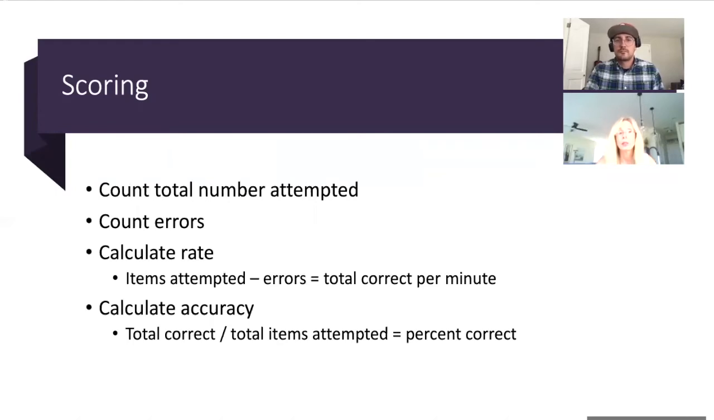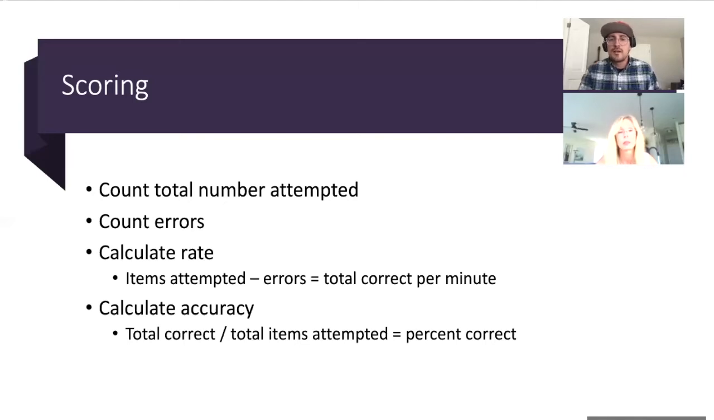To score it, you would count the total number attempted, then you would look at the ones that they missed, count the errors. To calculate the rate, you would take the items attempted, subtract the number of errors that they make, and that would give you the total correct per minute. To calculate the accuracy, you would take the total correct, divide it by the total items attempted, and then that would give you the percent that they correctly identified.